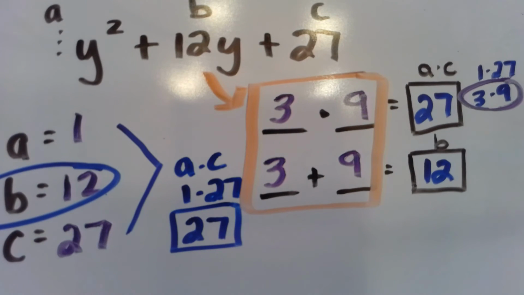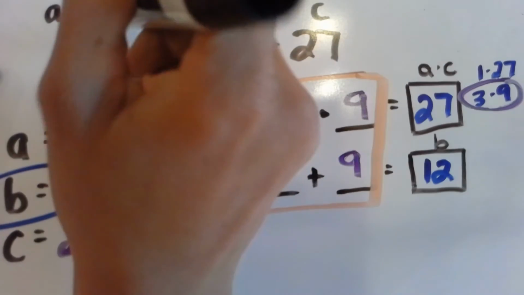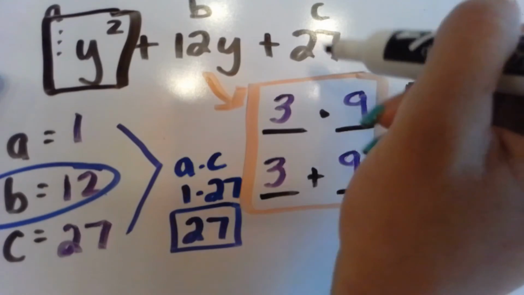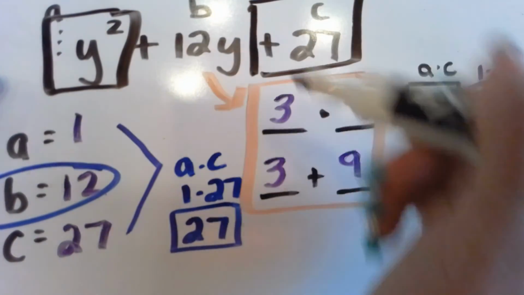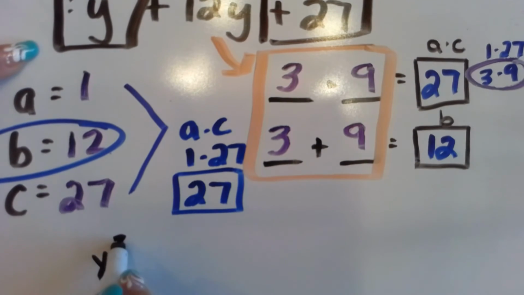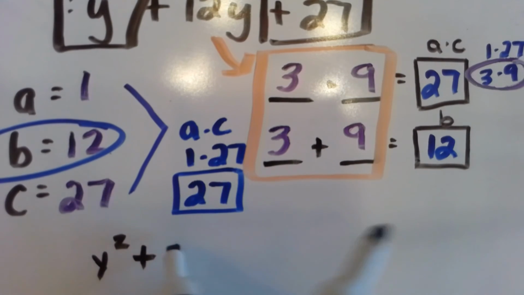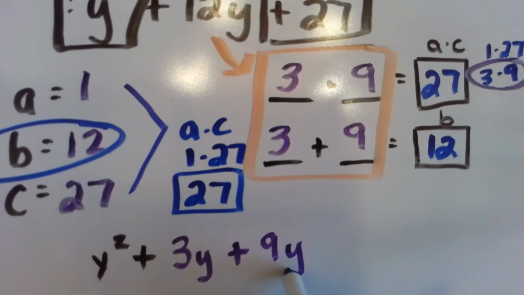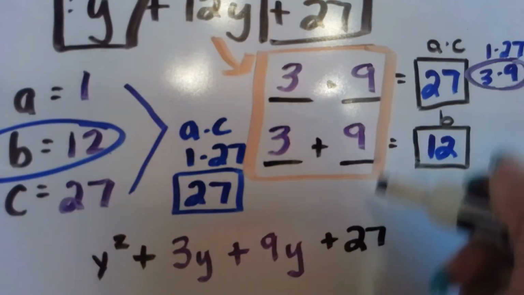So now we're going to be factoring by grouping. I'm going to rewrite this. I'm going to take my A piece right here, keeping that one, and knowing in the back of my mind I'm keeping our C piece. So I'm going to write this down here. We're going to say y squared plus, and look, I have my 3. Remember, this is replacing this. So I'm going to say 3y plus 9y, because these two numbers are our new B. Plus 27. We're keeping our C.